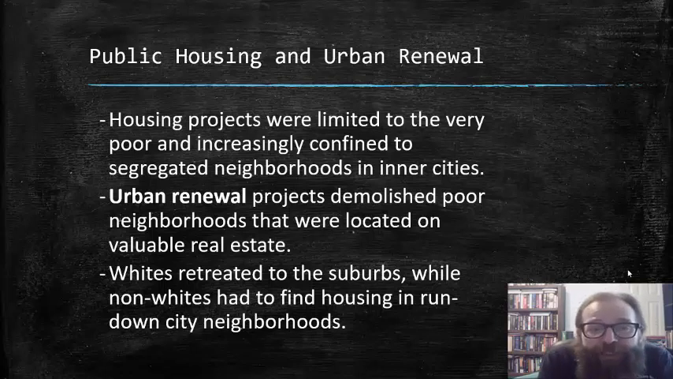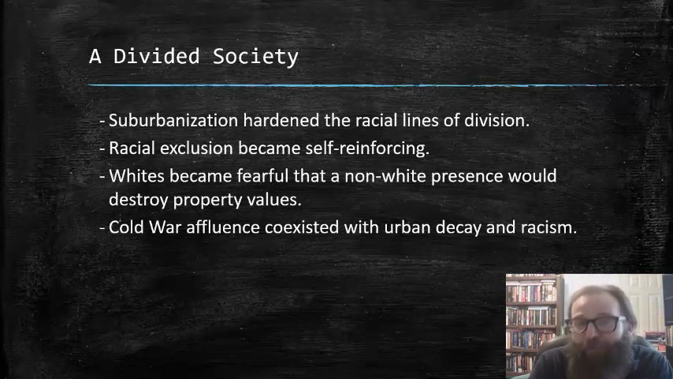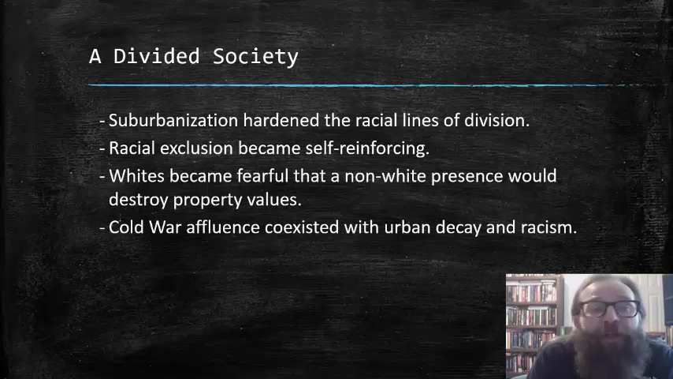Whites in general retreated to the suburbs, while non-whites had to find housing in run-down city neighborhoods, increasing the racial and economic divide in the United States. As alluded to in the previous slide, suburbanization hardened the racial lines of division within the United States, and in many ways, racial exclusion became a self-reinforcing phenomenon, particularly as whites became fearful that a non-white presence in their neighborhoods would destroy property values, adding to the social and economic pressures to maintain segregation within these communities.